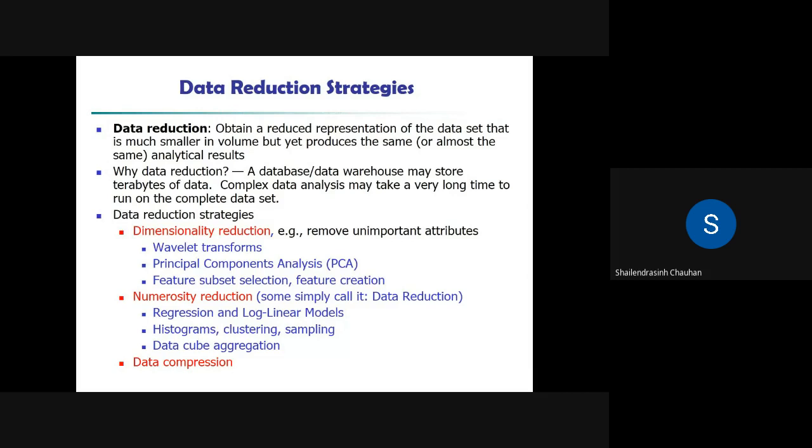Now in dimensionality reduction, we have wavelet transforms, the principal components analysis (PCA) method, then feature subset selection or feature creation. These three techniques are there in dimensionality reduction. In numerosity reduction, we have multiple techniques like regression or log linear models, histogram, clustering, sampling, and data cube aggregation. All these are the techniques under numerosity reduction.